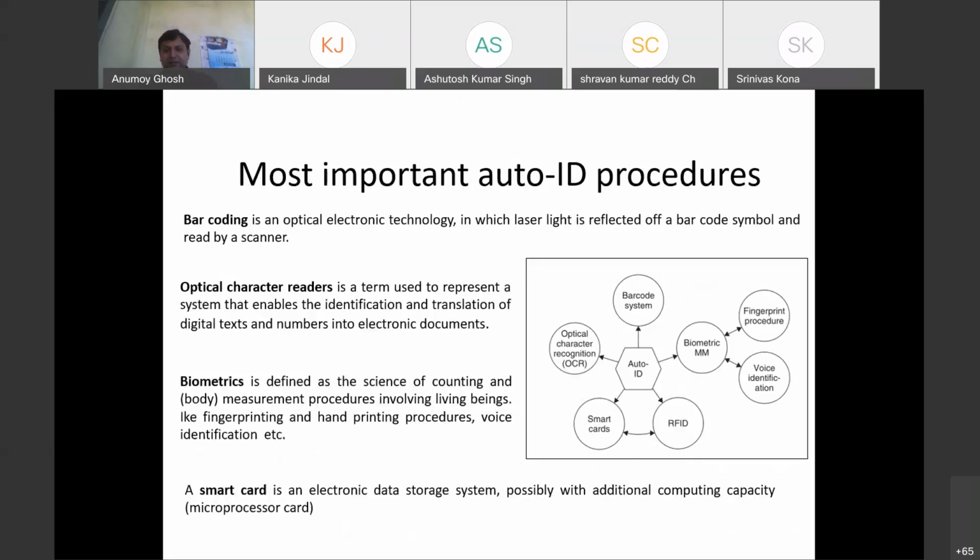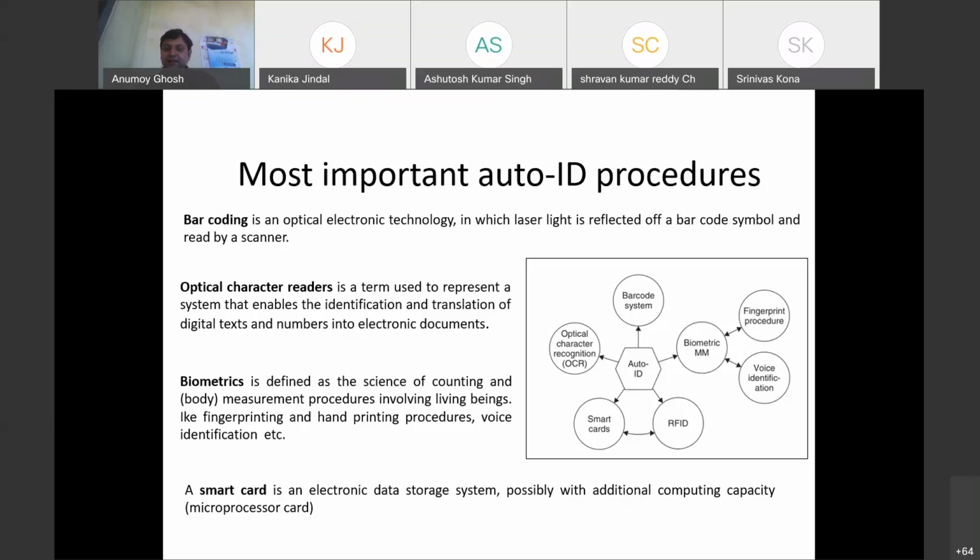Auto ID includes optical character recognition, which is there in the OMR sheet, and the barcode system. Biometric is also another kind of auto ID system, where it will scan your eye retina or your fingerprint. Nowadays the technologies have come up so that you don't have to put your finger on a particular switch. You can put it at a particular distance, and your fingerprint can be read like that, so no touching is involved. So the biometric system is also a kind of auto ID procedure. And then there are smart card procedures, and then RFID systems.